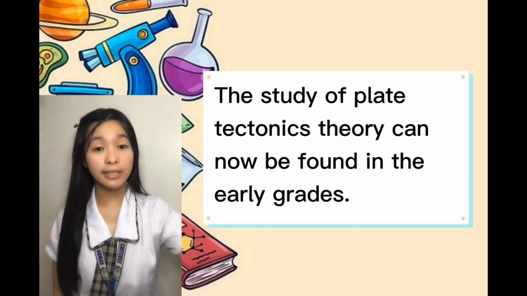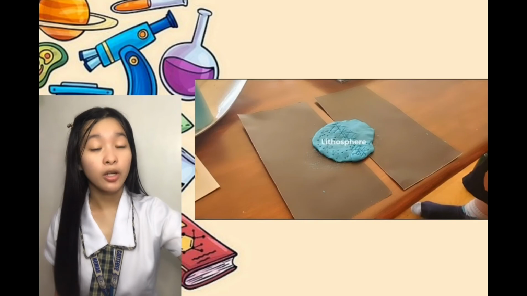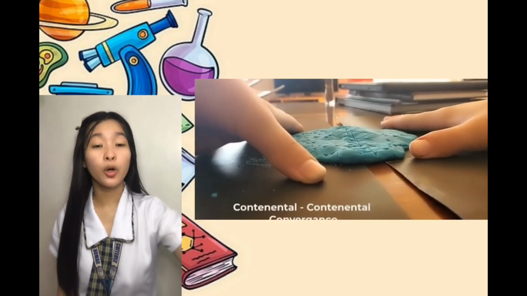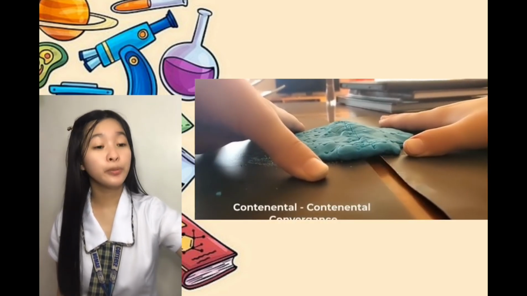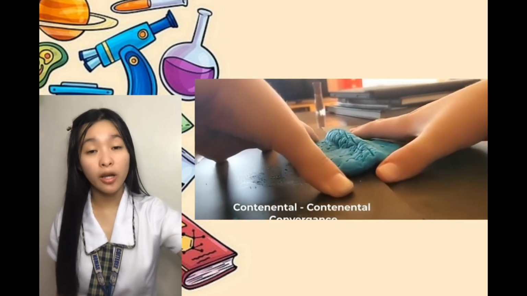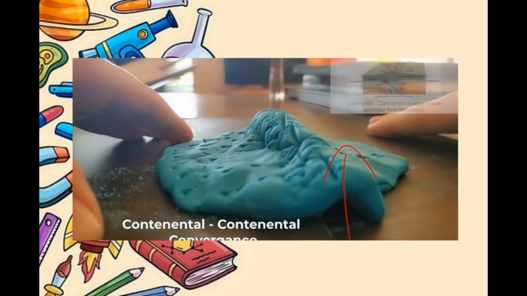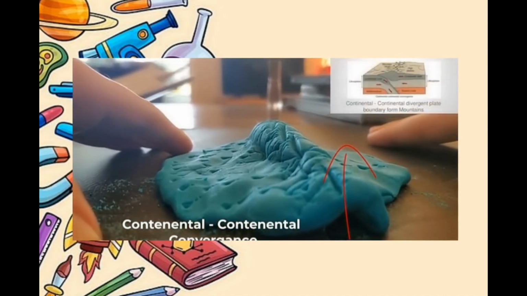The kind of activity that the kids do is to cut out shapes of the continents and glue them together, or make them out of clay and push them across each other to simulate what happens when continents collide. It is an interactive activity that will make them excited, and at the same time they will learn.